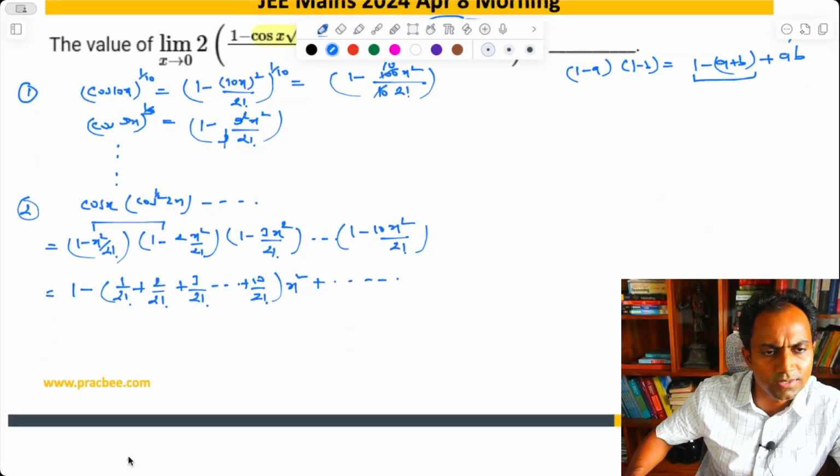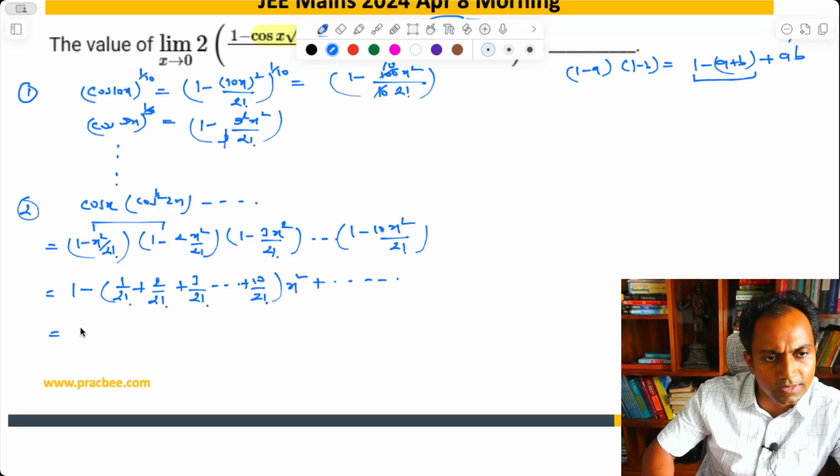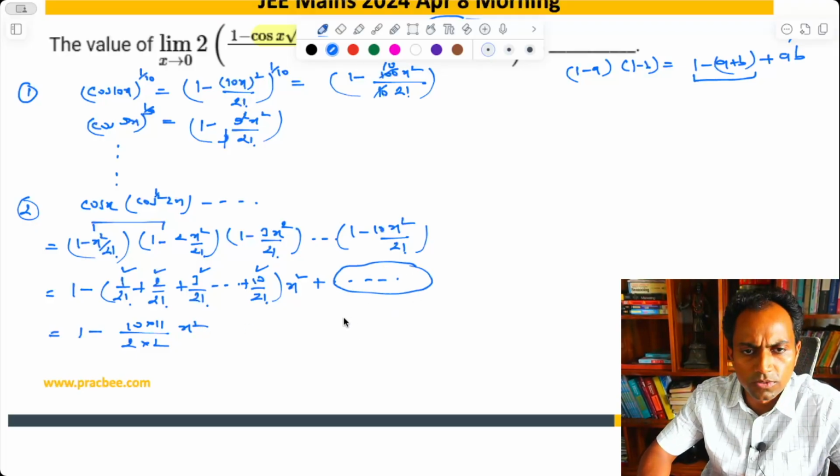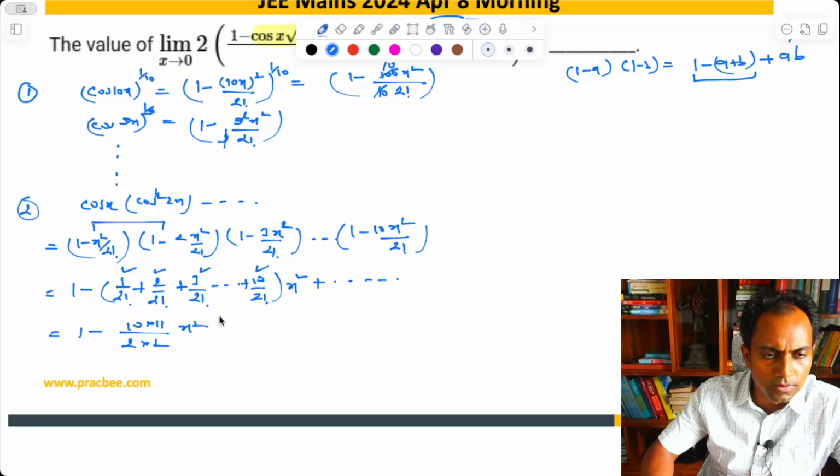Once we have written this, you can see that this can be simplified as the sum of n natural numbers till 10, so n into n plus 1 by 2, into x square. So these higher powers I have neglected because x is tending towards 0, and in limits we do that. So once I have got this, in the third part I can substitute it.